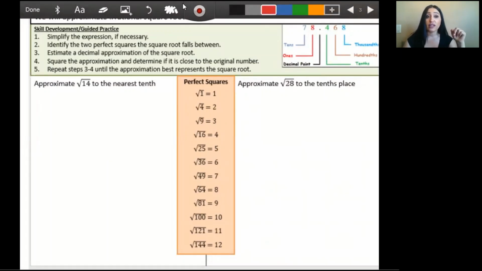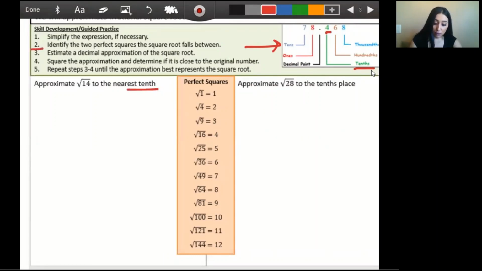So step number 1, let's approximate the square root of 14 to the nearest 10th. I have here up in the right corner a decimal place chart. My first number behind the decimal point, that is the tenths. I'm going to move my screen so you can see. So the first number behind the decimal is the tenths place. That is what the question is asking me. So I'm going to approximate.